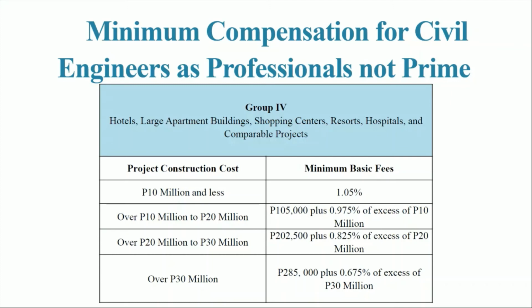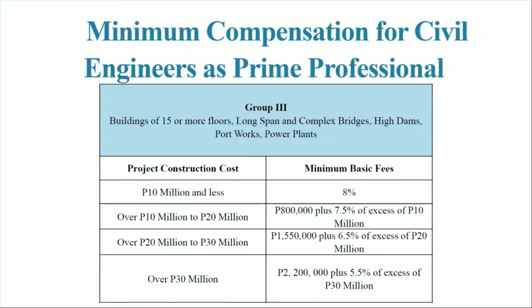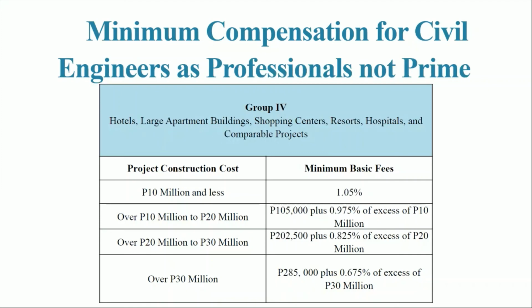So as you can see, when you compare it, if you are a prime professional or perhaps a structural engineer, the minimum basic fees are very far apart. Let's go back again. For group 3, for large high-rise buildings, you see that this is at least 8% of the 10 million project for the minimum basic fees. Meanwhile, if you are not a prime professional, you will only receive 1% of the cost of the project, which is quite a huge discrepancy, about 7% or less.